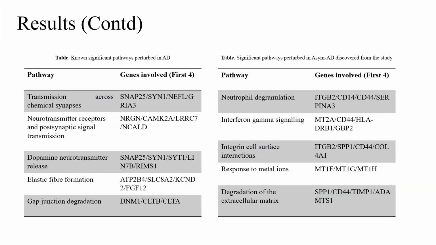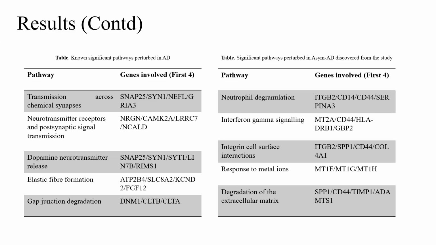Finally, the table to the left shows the classical perturbed pathways known through literature and, of course, observed in our study. The table to the right shows the significant pathways we observed in the asymptomatic AD versus control condition. Again, we saw several interesting pathways. Innate immunity pathways and neutrophil degranulation were shown to be affected, which indicates that there is an immunological aspect to asymptomatic AD onset as well, similar to AD.